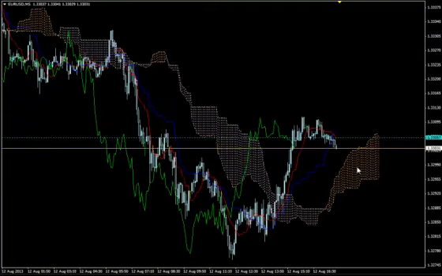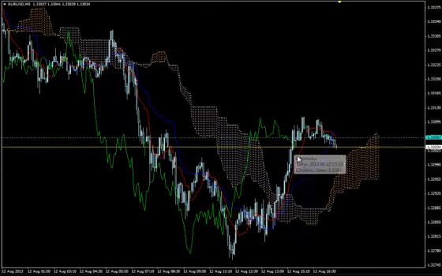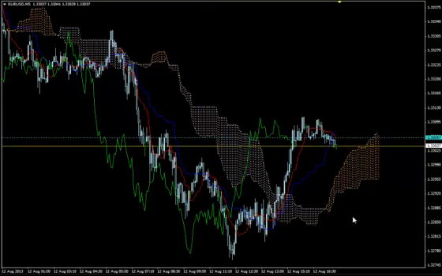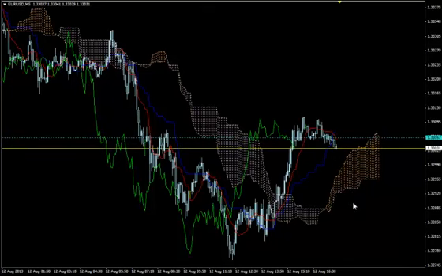M5. We want to see a bearish Kumo breakout here, a successful bearish Kumo breakout. We want Chikou span going below the price, but preferably also below the Kumo. If not below the Kumo, at least we would like to see it below the price, and the price action below the Kumo, preferably making a successful bearish Kumo breakout.